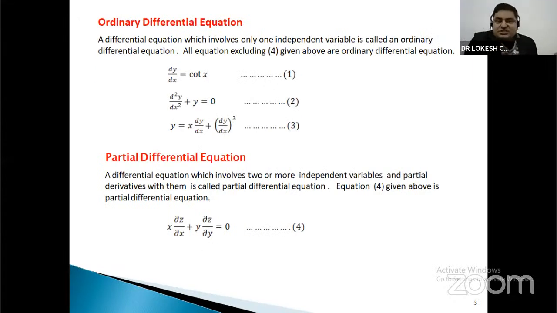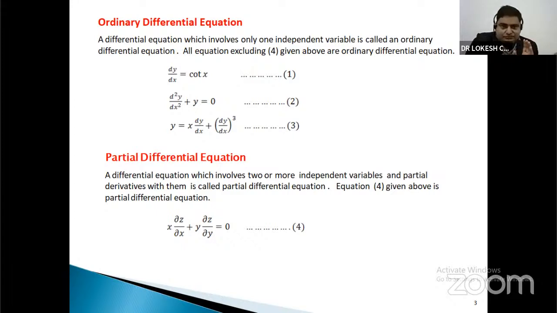So these are the definitions of ordinary and partial differential equations, which we have defined according to the unknown function. An ordinary differential equation is a differential equation which involves only one independent variable, and a differential equation which involves two or more independent variables and partial derivatives with respect to them is called a partial differential equation. So as seen above, equation number 4 is an example of a partial differential equation. So these are the very basic classifications of differential equations.